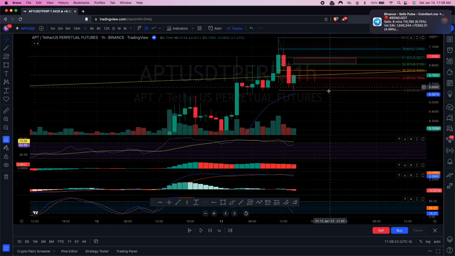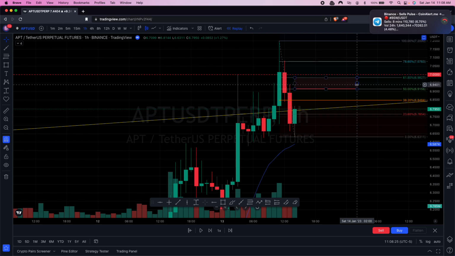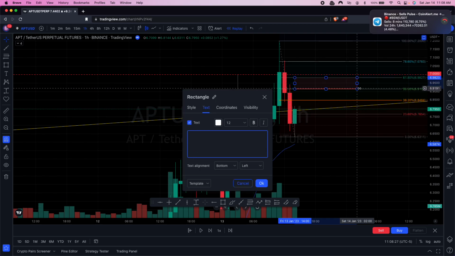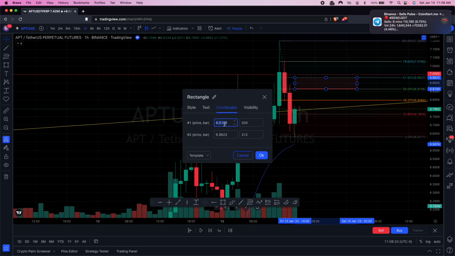So if I double click that, I get my menu up. I had to double click it by the edge, by the way. And 61.8 is 68927. And the second part is 9156. Not that far away. I can click that too.